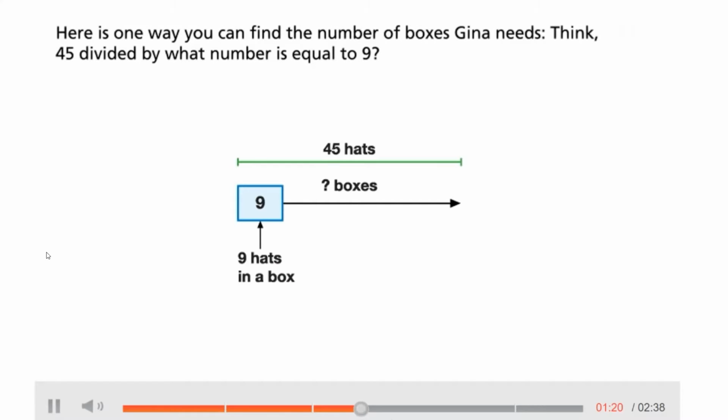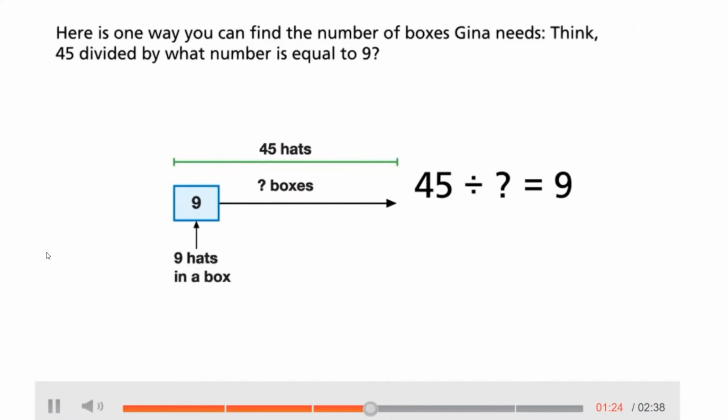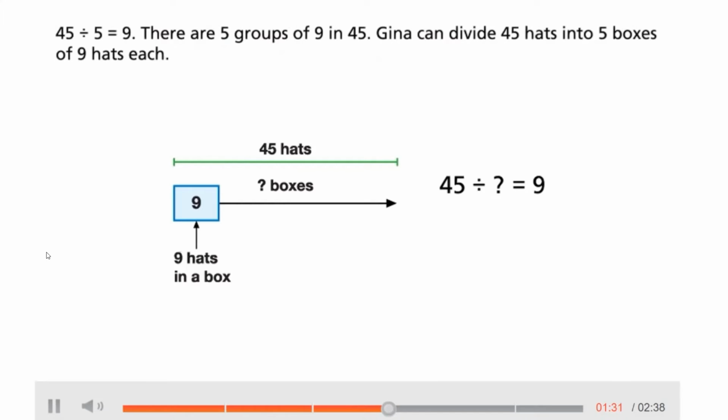Here is one way you can find the number of boxes Gina needs. Think, 45 divided by what number is equal to 9? 45 divided by 5 is equal to 9. There are 5 groups of 9 in 45. Gina can divide 45 hats into 5 boxes of 9 hats each.